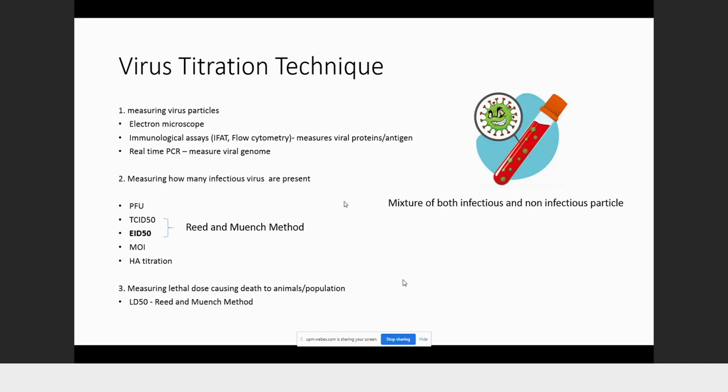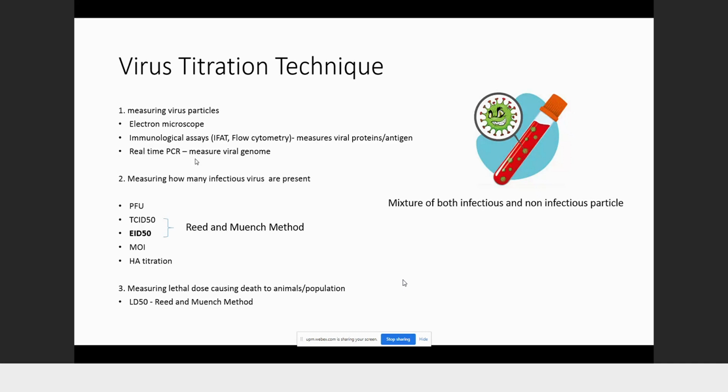In principle, if I give you a vial of virus stock and ask you how many viruses are in this vial, basically we can measure either the virus particles or how many infectious viruses are present in the vial. You can see from this vial here, in a stock of virus, most of the time there will be a mixture of infectious and non-infectious particles.